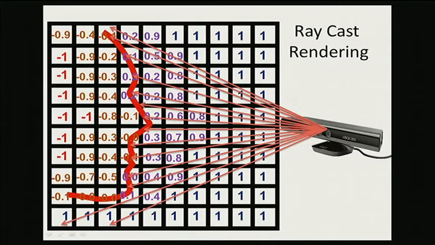So here I travel from one voxel to the next voxel, and then step along the ray until I detect a crossing from a positive to a negative value. And if I find this crossing point, I render a pixel at that point. And this is the way we extract a rendering from this volumetric model.